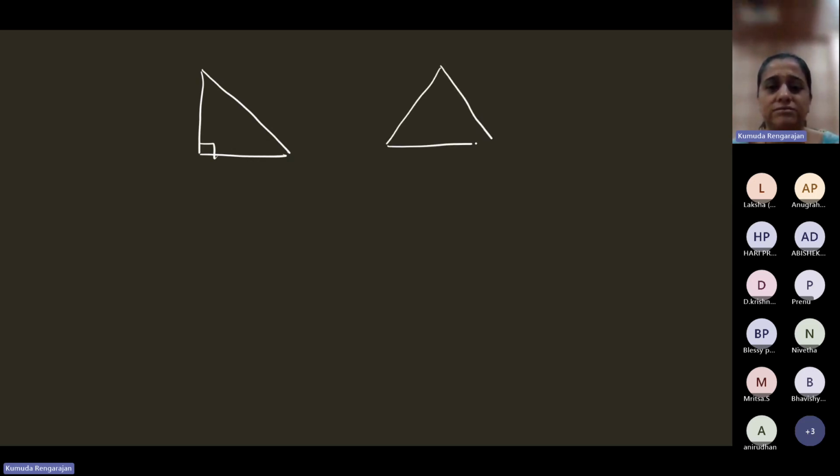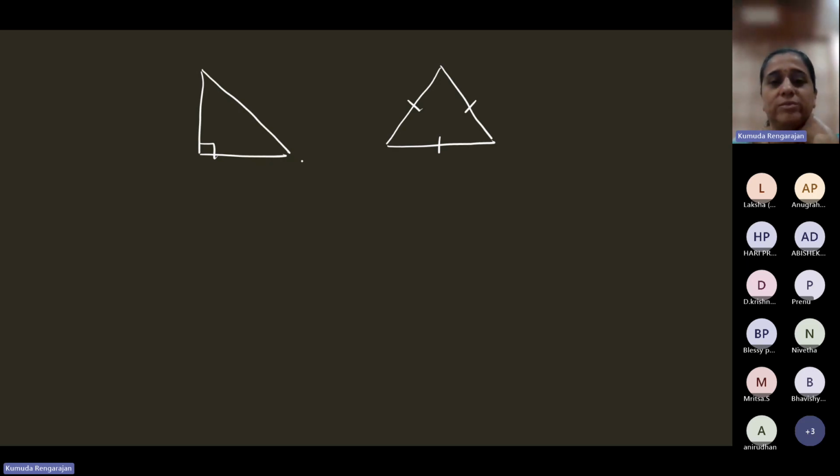In this case also, supposing you have a right triangle, and another triangle is an isosceles or an equilateral triangle. No information is given. Can we say that these two triangles are congruent or not congruent? Okay. So these two triangles are not congruent to each other.